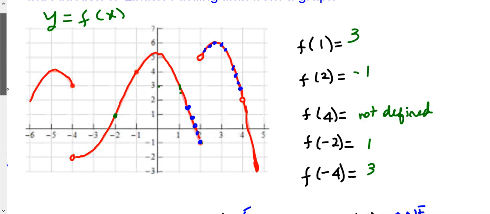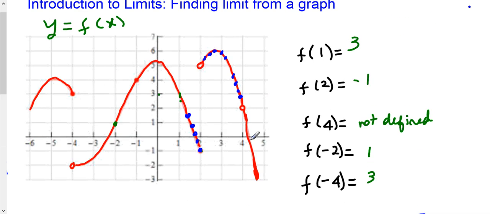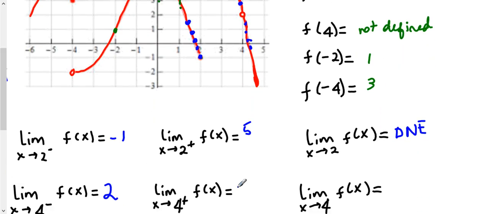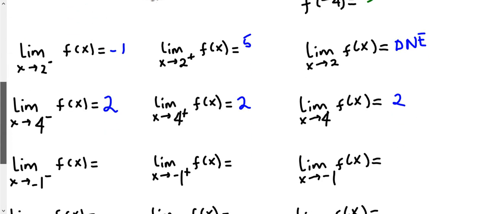Approaching from the right-hand side of 4, again following along the curve, the y values are once again approaching the y value of this point right here, which is 2. And because those two values are the same, the limit equals 2. In general, the limit as x goes to 4 of f of x is equal to 2. So once again now, try the same question for x approaching negative 1.